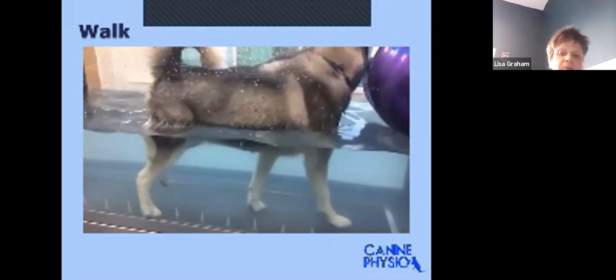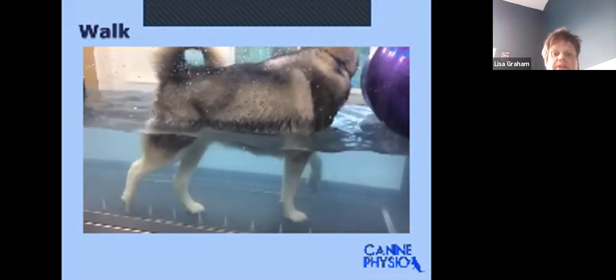Is his gait perfect? It's probably not, but at the moment, for the purpose of what we're doing, we're looking at the patterns themselves, and his walking pattern, he has a good walking pattern in there.